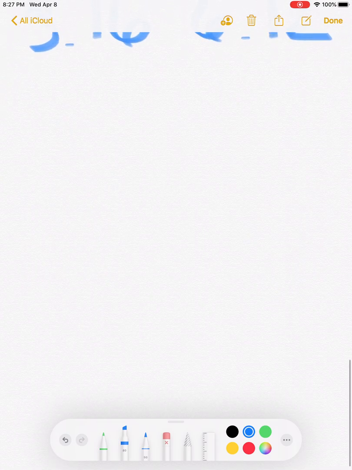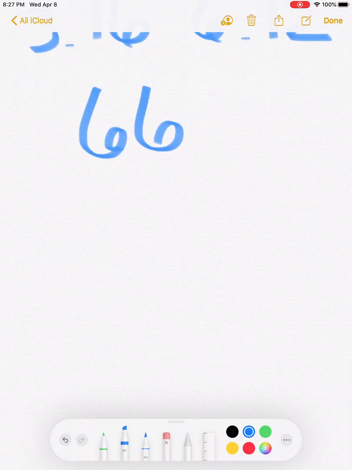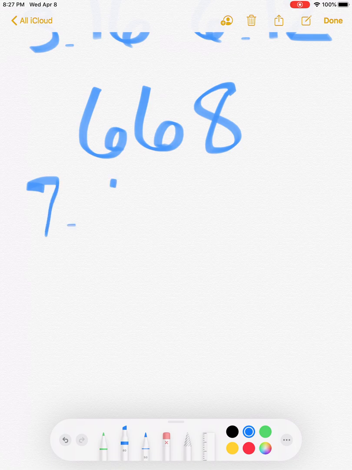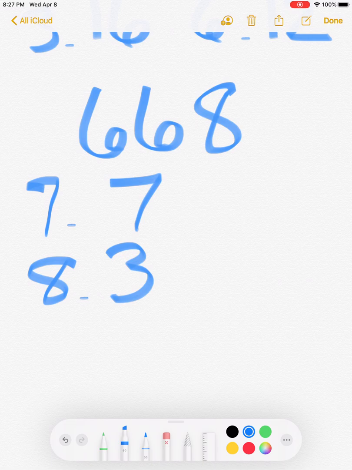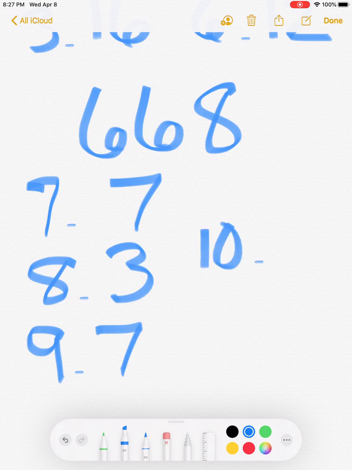The next page, page 668. Number 7 is 7. Number 8 is 3. Number 9, 7. Number 10, C.